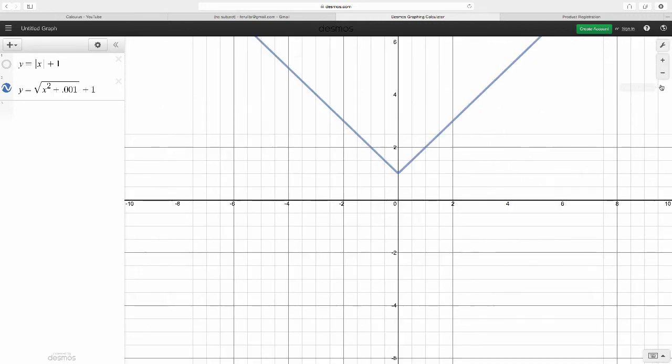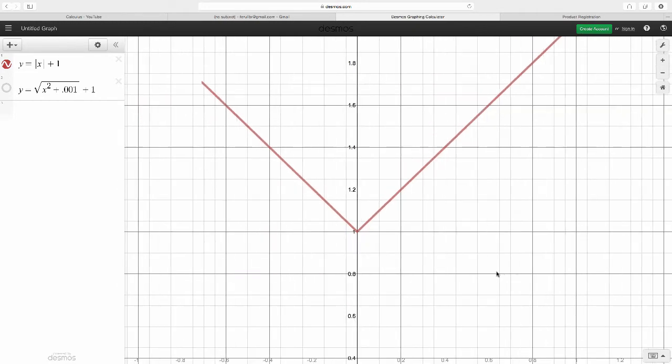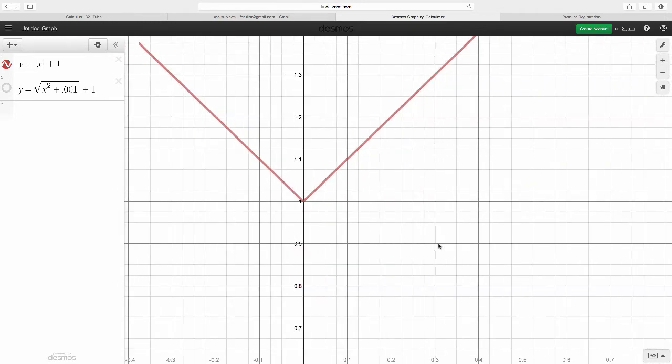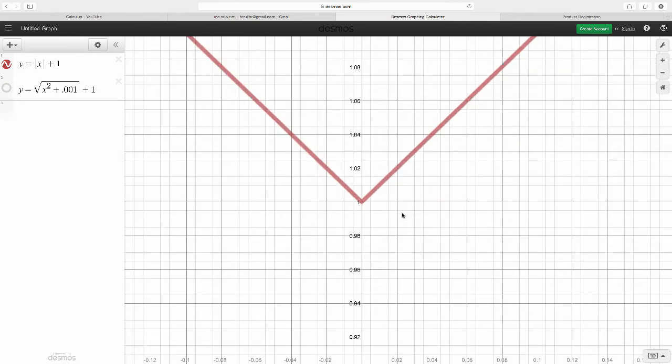Compare that to absolute value of x plus 1. If we keep zooming in, no matter what we do, no matter how far we zoom in, that corner will always be a corner. So that is not differentiable at x equals 0.